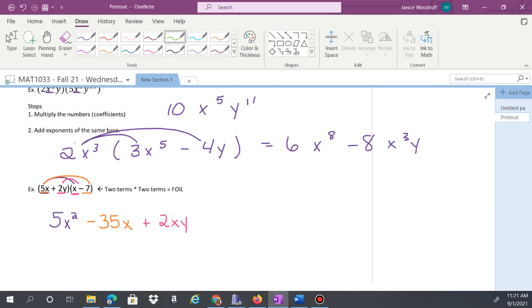And then last are the last term of each binomial. So that would be the 2y and the negative 7. So that would be the last one. 2y times negative 7. 2 times negative 7 would give you a negative 14. And then tack on the y. Then after you multiply, you combine like terms. Do we have any like terms here? No, we don't. So then we're done right there.